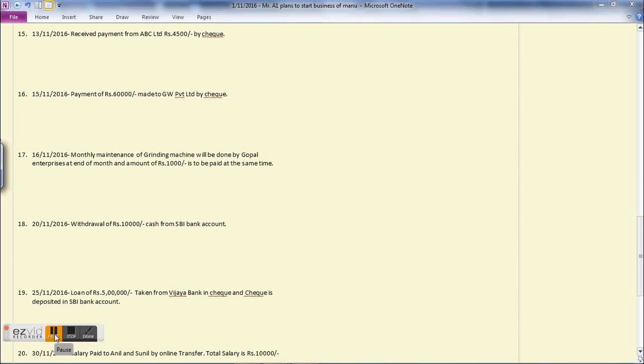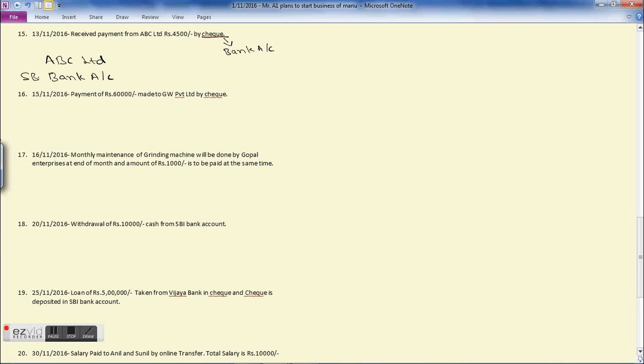Okay, let's see transaction number 15. Received payment from ABC Limited rupees 4,500 by check. So we have received the payment by check. When we receive a check, we'll deposit it in the bank. So what is the account that is affected? One is the bank account, and we have received it from ABC. So what are the two parties that are affected? ABC Limited and bank.